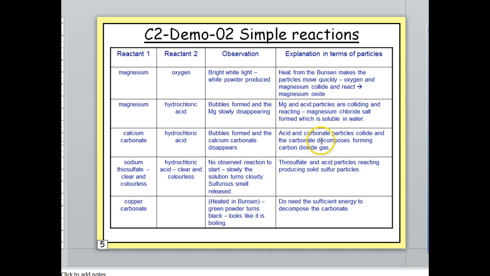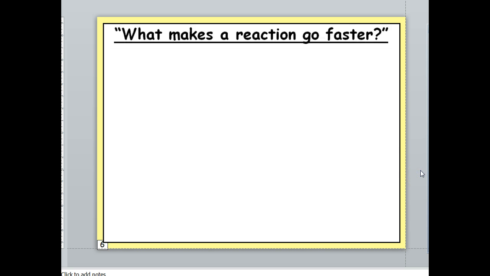Okay, so that would be detailed notes from that, if you didn't get time in the lesson to finish those ones off. And obviously pause this if you need to get that all down.